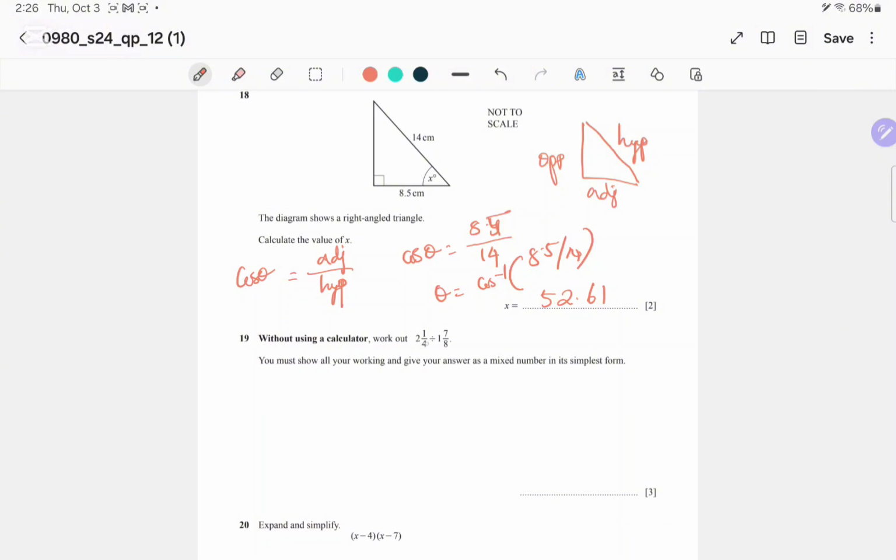Without using the calculator you have to do this. So you have to convert this and give the answer in mixed numbers. Here it is 2 1 by 4 divided by 1 7 by 8. So 2 1 by 4 is 9 by 4, divided by 15 by 8. Just multiplying here and then plus here. So dividing, we are changing into multiplication by reciprocating it.